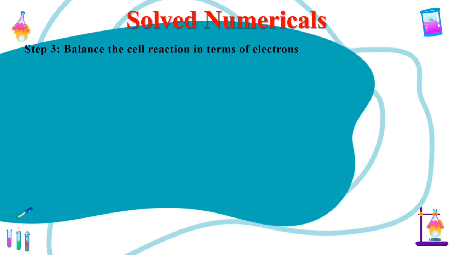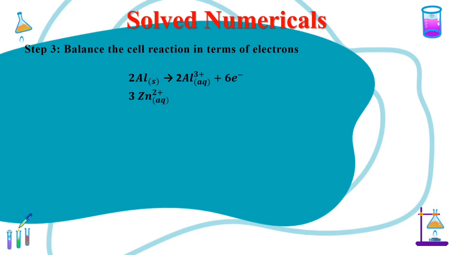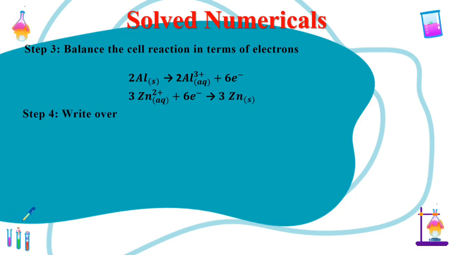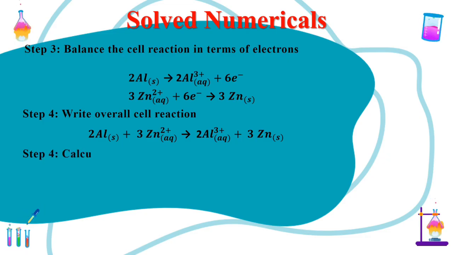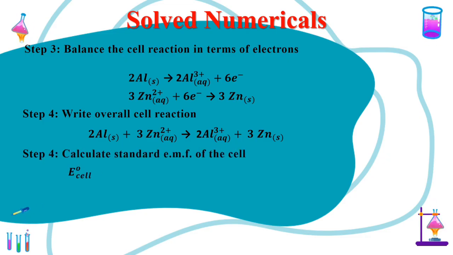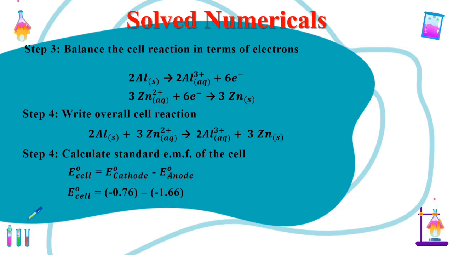In order to obtain balanced half cell reactions, the anode half cell is multiplied by 2, whereas the cathode half cell is multiplied by 3. By cancelling 6 electrons from the anode and cathode half cell reactions, the overall cell reaction is obtained. Hence, from the standard electrode potential equation, the value of E naught of the cell is calculated by substituting the standard electrode potential values.